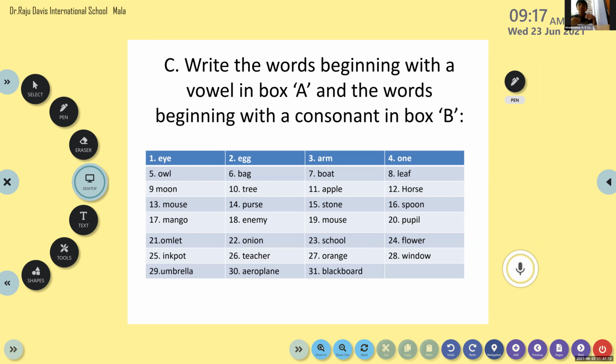Have we all completed exercise B, children? All the words, have we completed it? All the 30 words, did we complete? Yes or no? Yes, ma'am. Finished with all the words. Now we are in exercise C. All of you, please do take exercise C. According to my book, the page number is 4. According to your book, maybe 2.